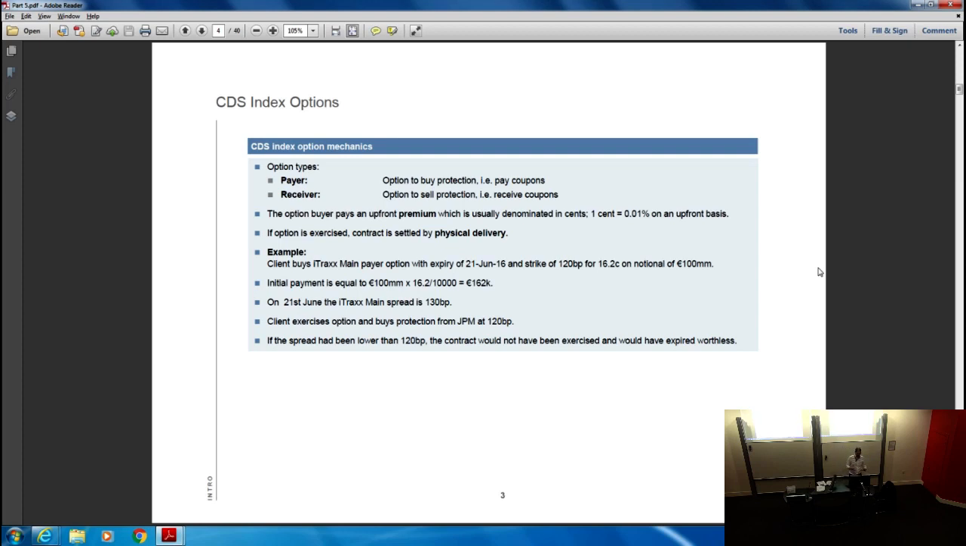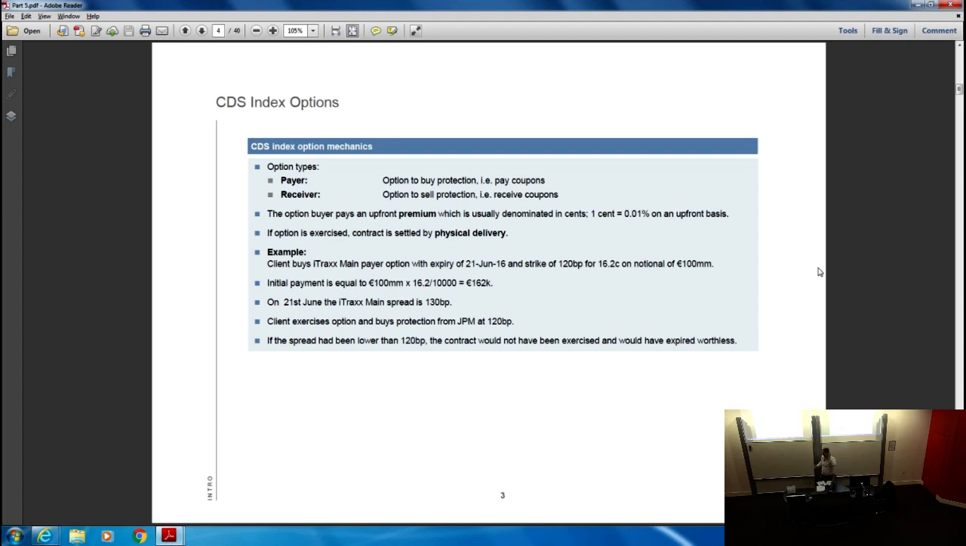So if we take an example over here, I should say two things. The option premiums are an upfront amount, so even though the option is an option on the spread, say the index is at 50 at the moment, you would buy protection, a payer option, if spreads go above 60 basis points. The actual cost that you pay is in cents. So we're going to have to look at how to convert from spreads, as in running spreads, into prices, because that's how we price the options.